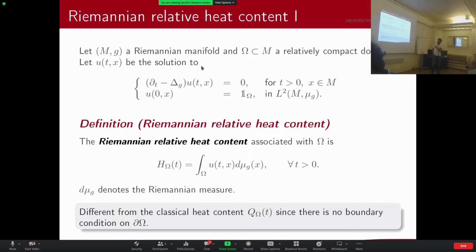At this stage, let me just remark that in the literature you can also find the notion of classical heat content, where the solution u to the Cauchy problem is replaced with the solution to the Dirichlet problem. So, from a physical viewpoint, the boundary of Omega is kept at zero temperature for all times. This is not the case here, and from an asymptotic perspective, these quantities are really different.